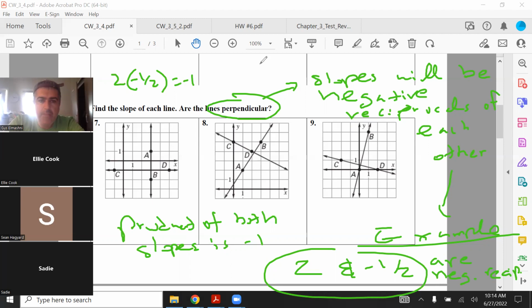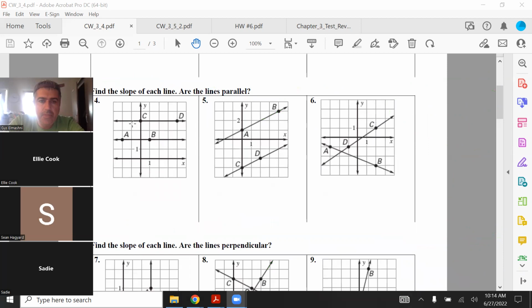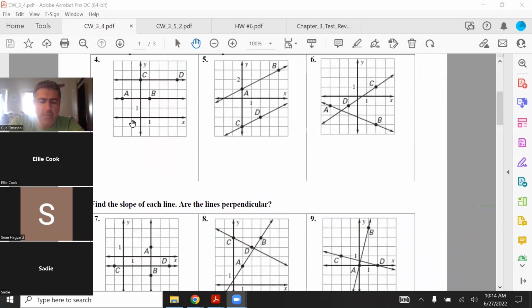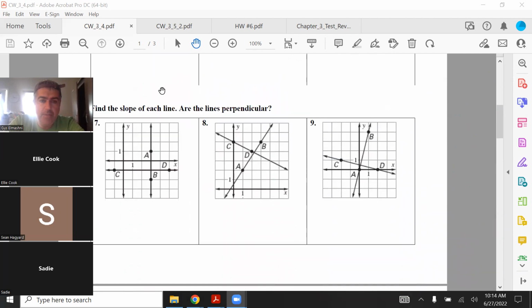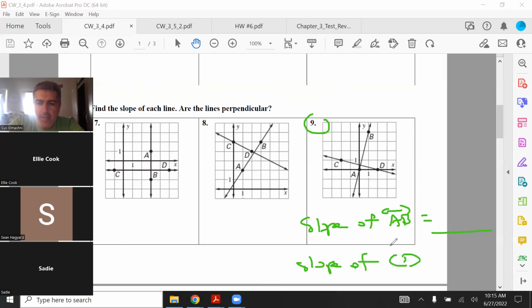So let me do, oh shoot. Well, sorry, yeah, odds. I'm doing odds, I thought I was doing evens. So let me do number 9 first, because 7's a little weird. So let's find the slope of AB. And let's find the slope of CD.